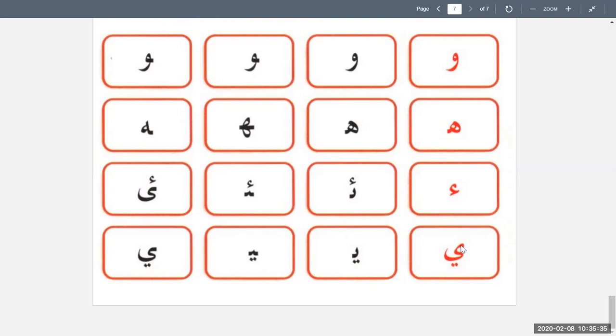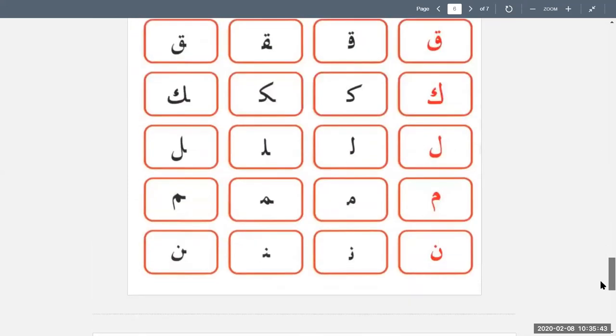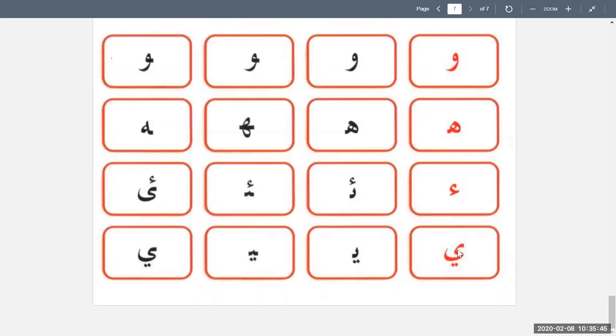Okay, so ya in its isolated form with two points down. Ya in its isolated form has this really pretty curvy shape. The line goes right through the middle of the letter. So this part is about a quarter of the way up the line. Then your line is here, and this curvy part goes below the line and then back up.